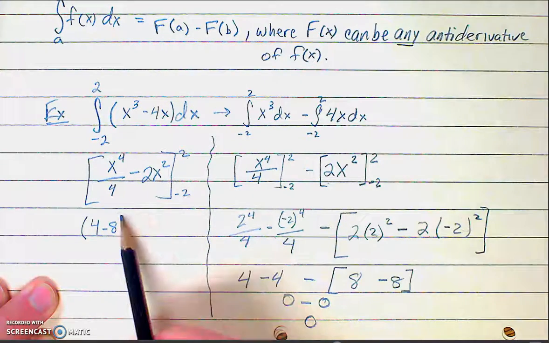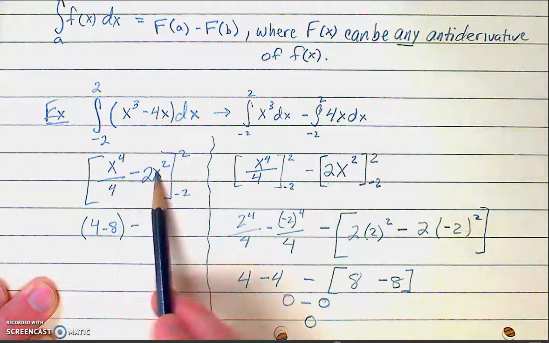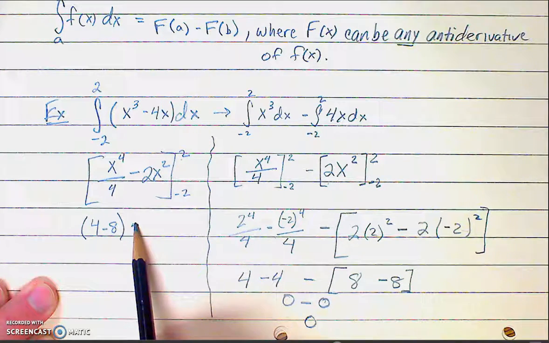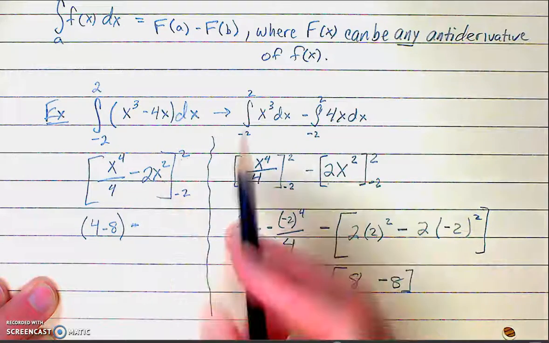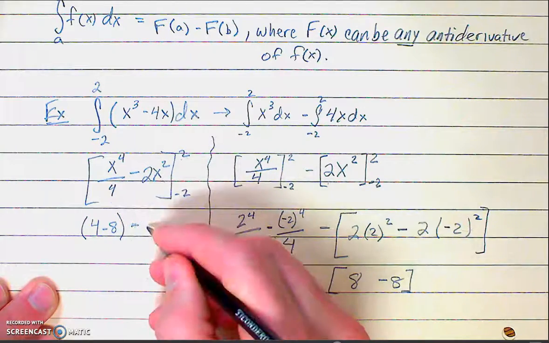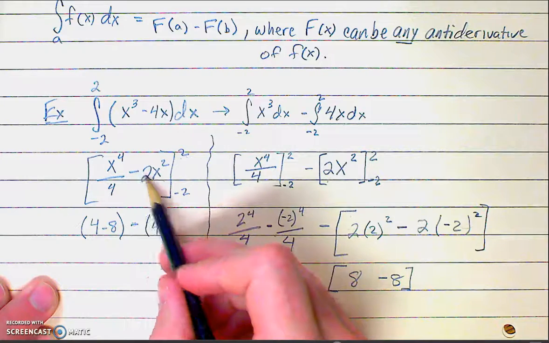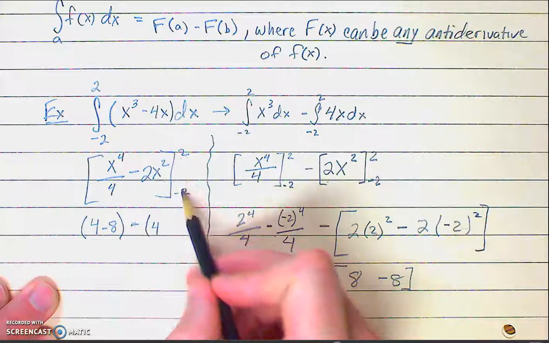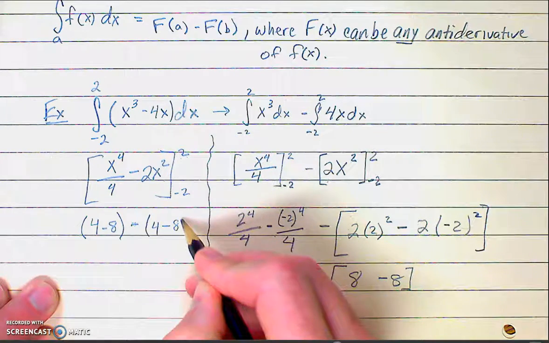So you're substituting your 2 in for x, you're going to get that. Now we subtract this term with negative 2 substituted in. So again, negative 2 to the 4th divided by 4 is 4. And then negative 2 times negative 2 squared, it's negative 2 times 4, that's minus 8.